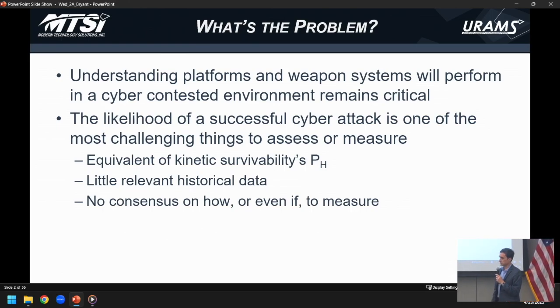And there's a lot of debate back and forth as far as how to measure it or if it's even meaningful to measure it. What we're looking for is the equivalent of kinetic survivability's P sub H, or probability of hit. So probability of kill given hit is the step after that, which is your vulnerability versus survivability. Of course, I just said the V word. I hate using the word vulnerability, especially in what today will presumably be a mixed audience.